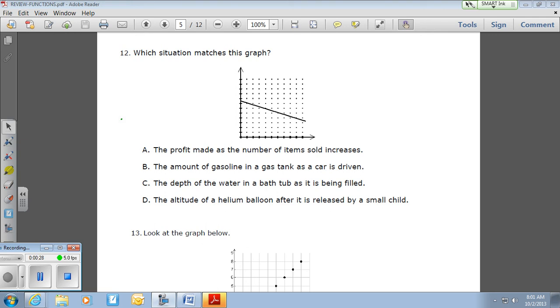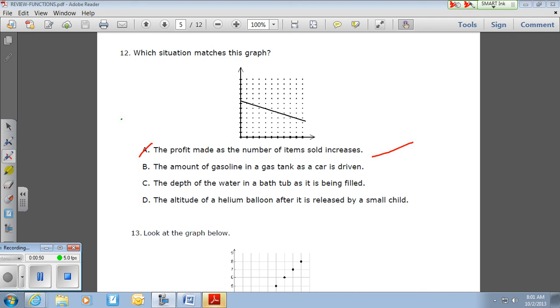The profit made, on letter A, the profit made as the number of items sold increases. So if the number of items you sell increases, don't you think that the profit should also increase? And I would think that's a positive correlation, and that doesn't look like my graph. So I'm going to say it's not A.